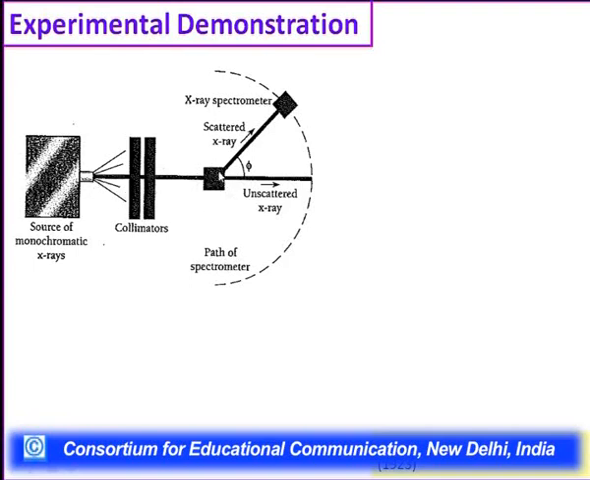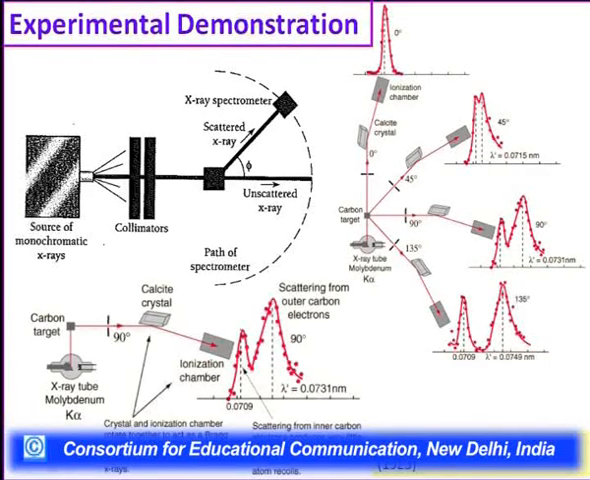Basically, the carbon target was used when Compton did the experiment in 1923. The X-ray falls upon the carbon, then the scattering of electrons takes place. Here the X-ray spectrometer is used to measure the scattered X-ray, the unscattered X-ray, and the photons which are ejected. This is the path of the spectrometer, which moves through 180 degrees. And these are the observations which have been taken.